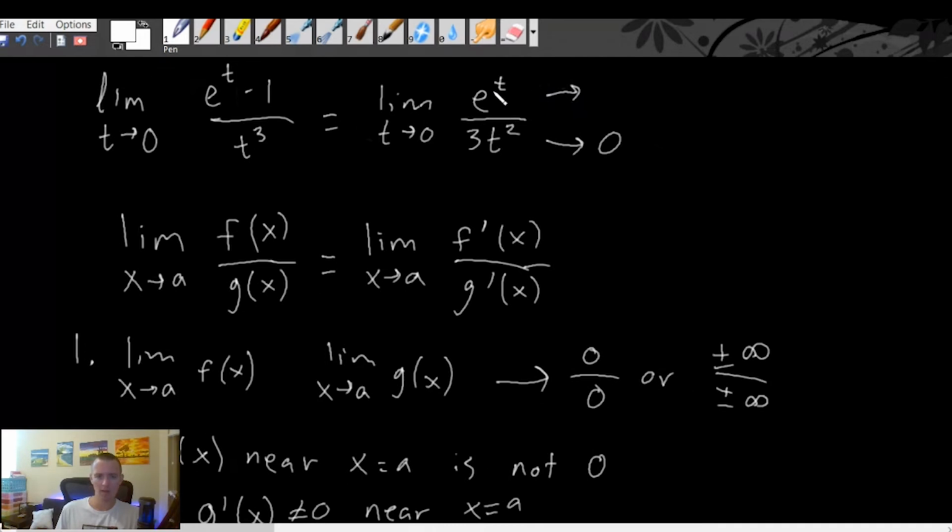But think about what happens here on the numerator. As t goes to 0, e to the t actually goes to 1. So we have a little bit of a problem here, because we can't just apply L'Hopital's rule again, because this first condition is not met. We don't get an indeterminate form. We don't get 0 over 0. We get 1 over 0, which is not a number. You can't divide by 0. So we're not going to be able to just say that this limit is 1 over 0.